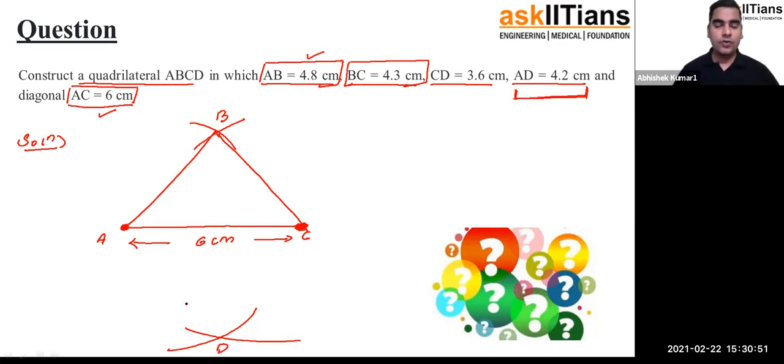Now we all know what we have to do. You just have to join D to C using a straight line or scale, and join A to D using a scale. So automatically you will get your required quadrilateral, which is ABCD.